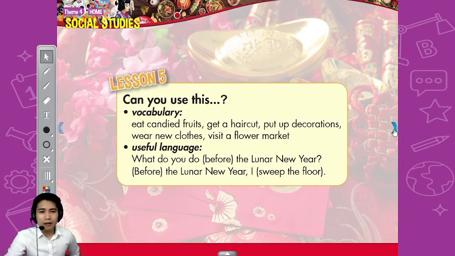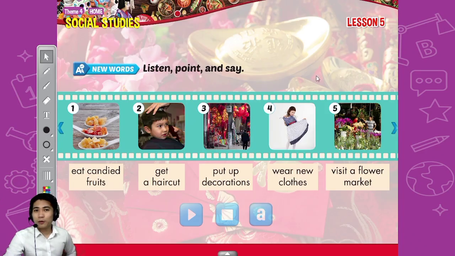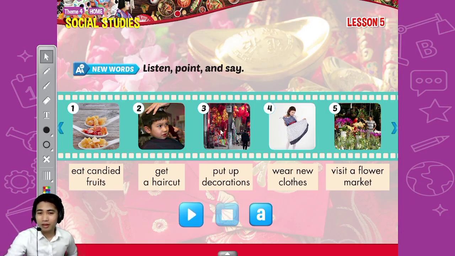Okay, so allow me to present to you the new words. Listen, point, and say. These are your new words with 5 pictures. Number 1, can you read what is this? Yes, it's eat candied fruits. Number 2, do you know what is this? Get a haircut. Great. Number 3, put up decorations.